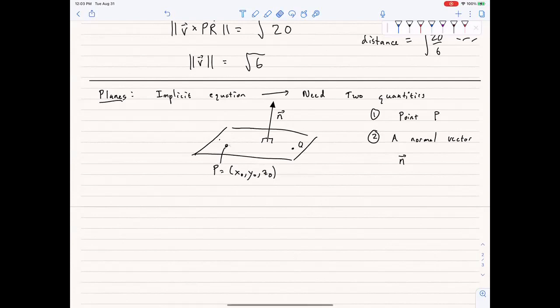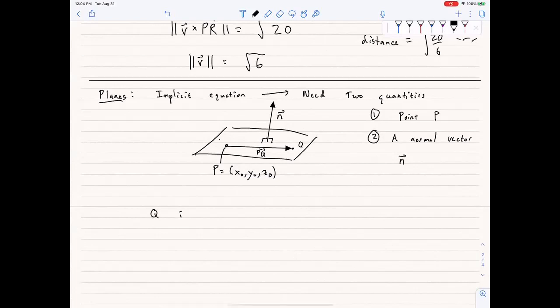I can ask about the displacement vector from P to Q. So I'll look at P, I'll take any point on the plane and I'll ask about PQ, the displacement vector PQ. If PQ is orthogonal to N, then Q is on the plane, right? If it's not, then it's not on the plane. That's how we can determine whether Q is on the plane or not.